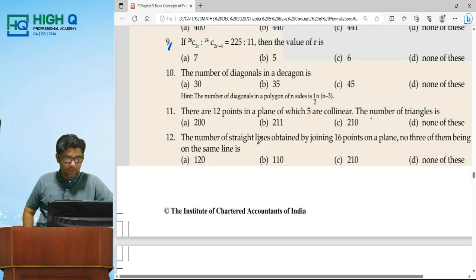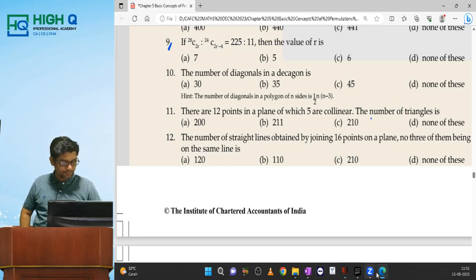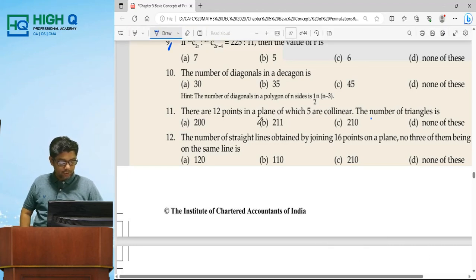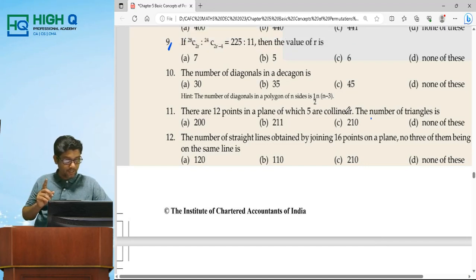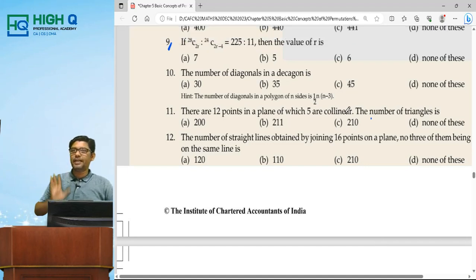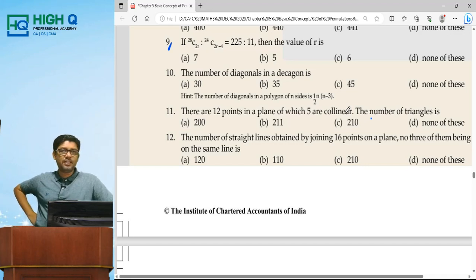Okay. Now, there are 12 points in a plane of which 5 are collinear. The number of triangles is 12C3 minus 5C3. So 210. 12C3 is 220. 5C3 is 10. 220 minus 10, which is 210. Have you all got it?